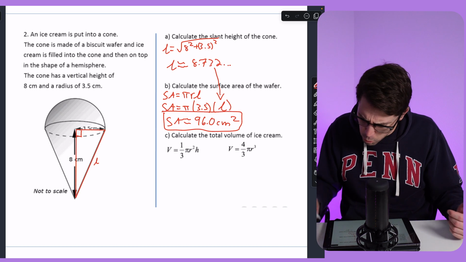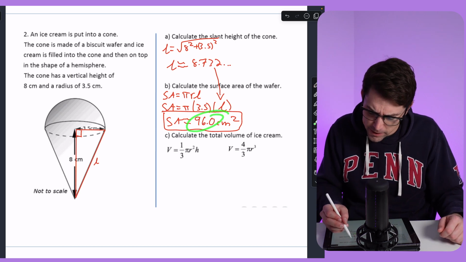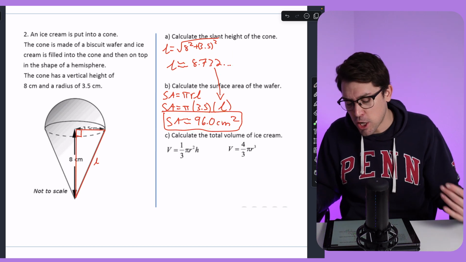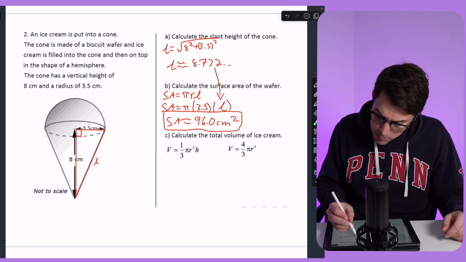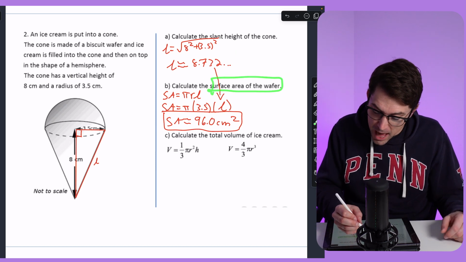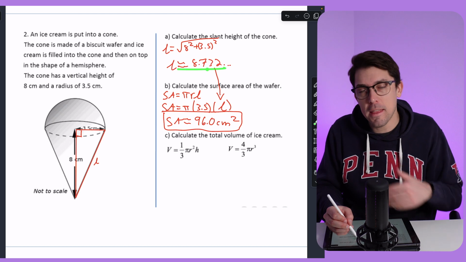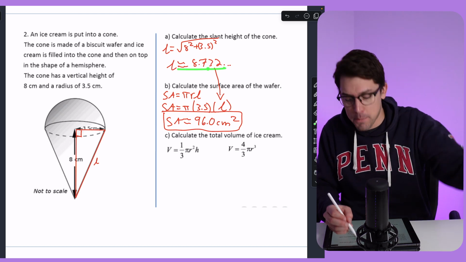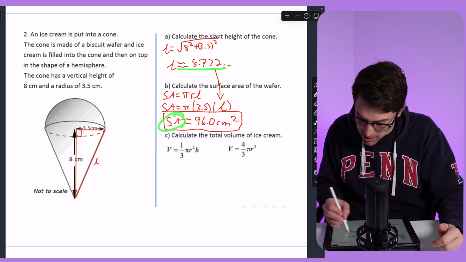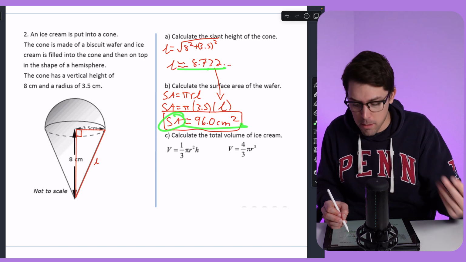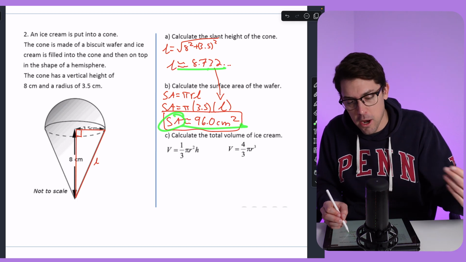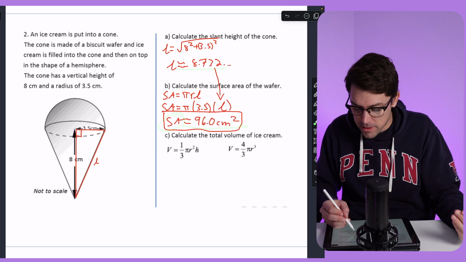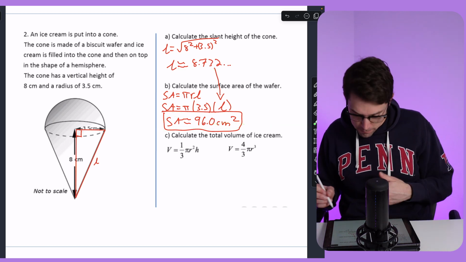Now, if you're wondering why I did this in 3 significant figures but not this, that's just because I knew I was going to find the surface area down here, meaning I had to use the slant height, so I had to use this number as specific as possible. But the surface area is more of a numerical value that we need to come up with, and 96.0 square centimeters is often more helpful than having this decimal run on forever. So now let's calculate the total volume of ice cream.